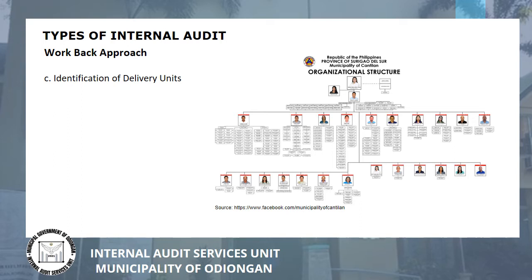In the LGU, there are offices and departments, the highest of which is the local chief executive, followed by the presiding officer of the Sanggunian, then Sanggunian members, then department heads of the concerned offices, then division chiefs within the offices or departments, then unit chiefs within the division. Our example here is from the municipality of Cantilan. As you can see, the highest in the organizational structure is the mayor down to the lowest level.